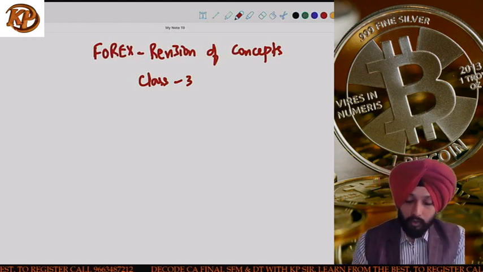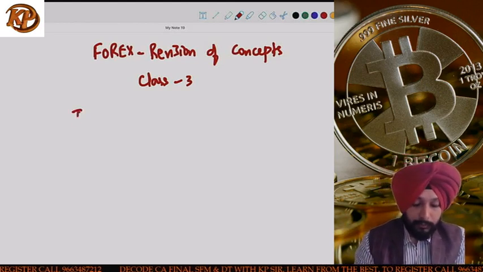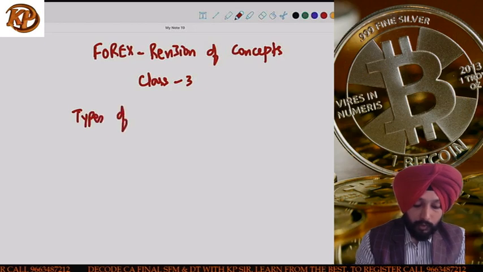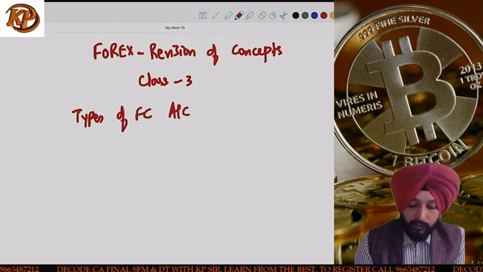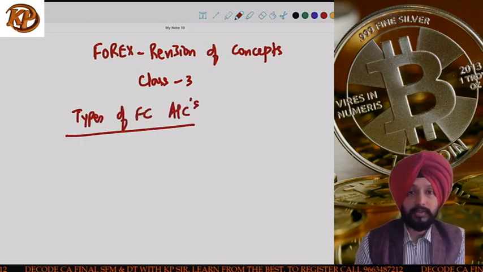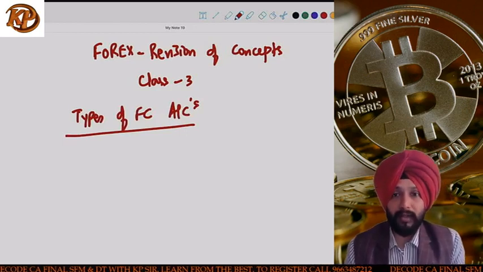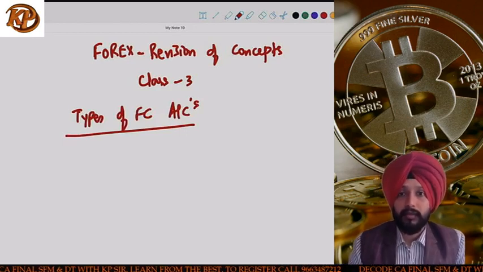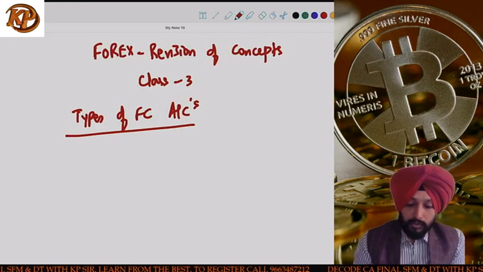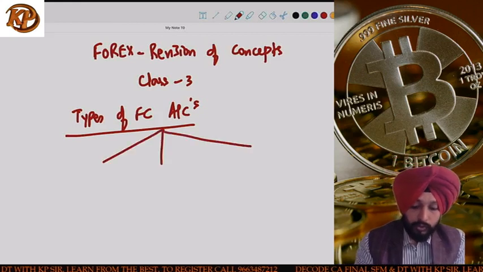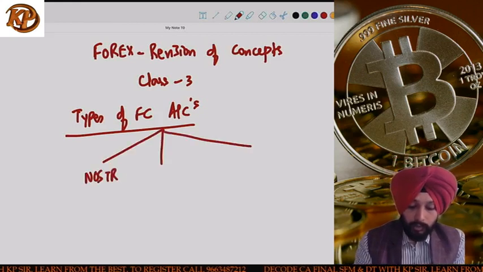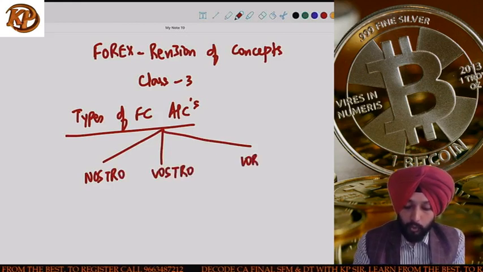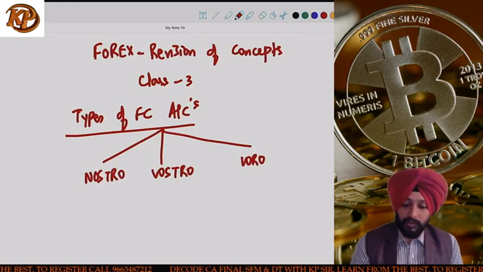The first thing I want to discuss is the types of foreign currency accounts. You already are aware about it. There are 3 types of foreign currency accounts. I told you in the class this can be tested both for theory and practical. The first is Nostro, next is Vostro, and the last one is Loro.